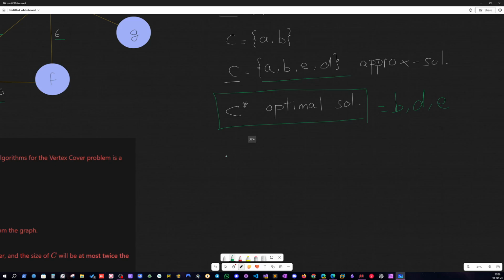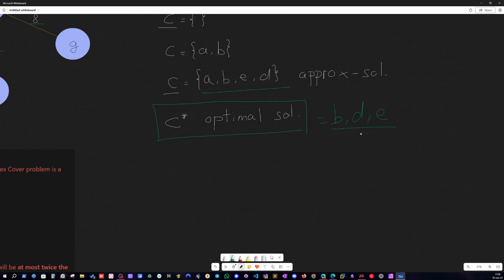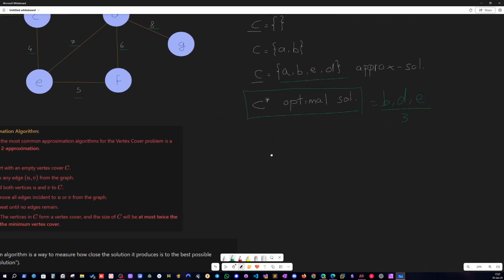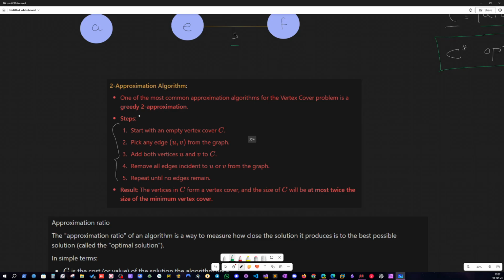So we have that this is made by 3 elements. And now we will take a look at the proof that shows us how and why this true approximation algorithm will find a vertex cover that will be at most twice the size of the minimum vertex cover.